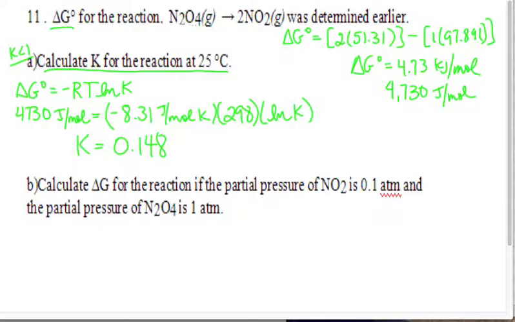Okay, next then says, calculate the delta G for the reaction if the partial pressure of N2O4 is 0.1 and the partial pressure for N2O4 is 1. Uh-oh, what we did was we took it out of standard conditions by doing that. What's standard pressure supposed to be? 1 atm. So we're not at standard condition anymore. Our delta G naught is not good at this point. So we're going to have to use that equation from above.